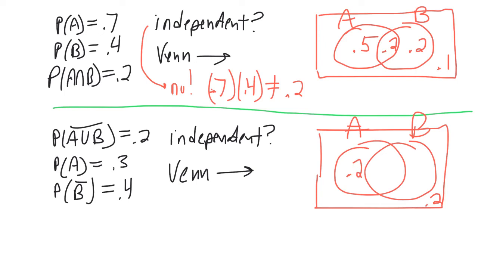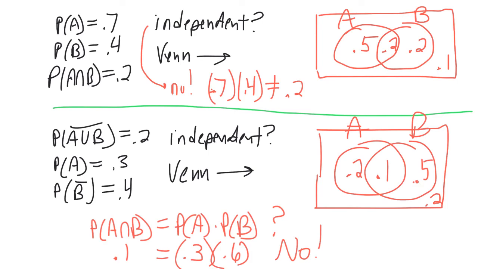so that adds to 0.4. The third thing I can put is the 0.1 right in the middle, because I know probability of A is 0.3, so that adds to 0.3. Finally, the last thing I can put is the 0.5 right here, because everything must add up to 100%. And now I'm ready to determine whether we have independence. Probability of A and B, there's the middle, has to equal the probability of everything that's in A times the probability of everything that's in B, and it does not.